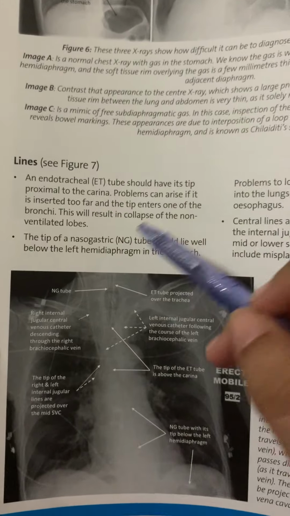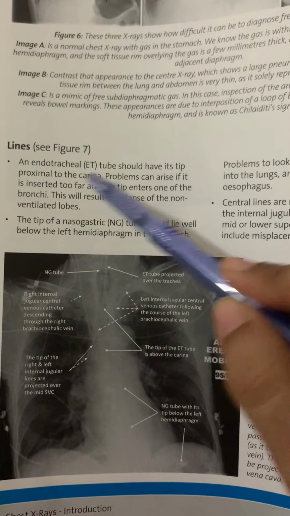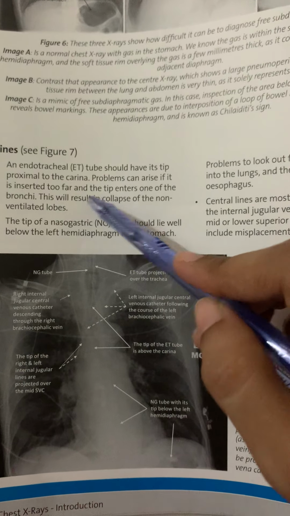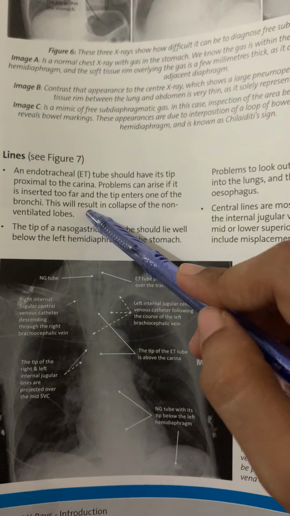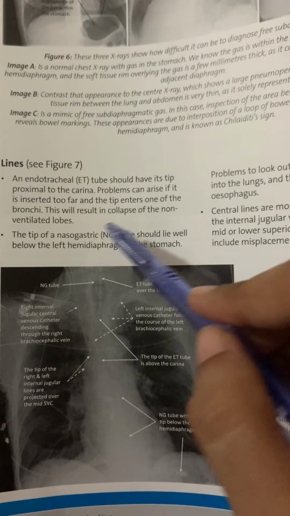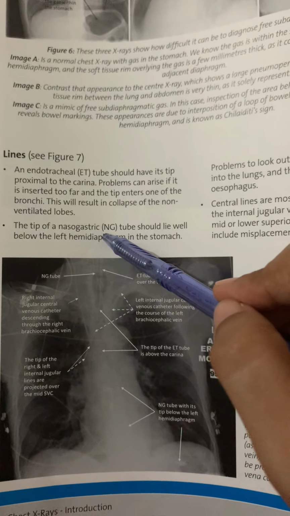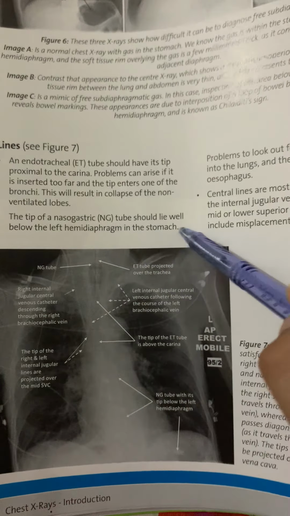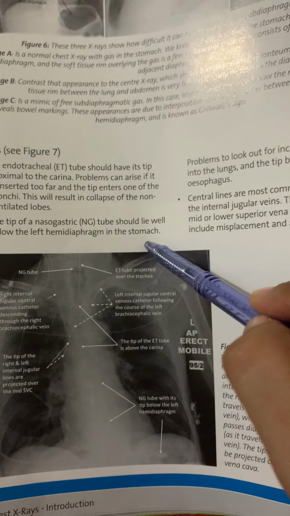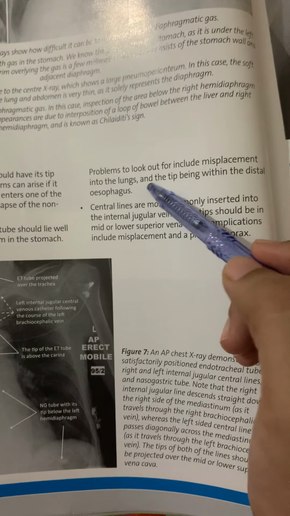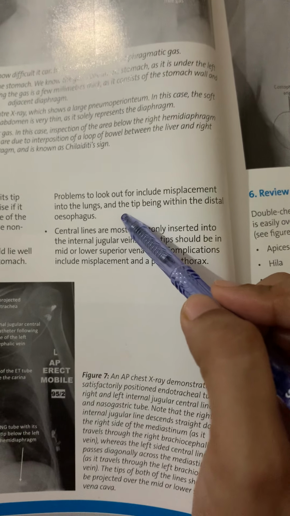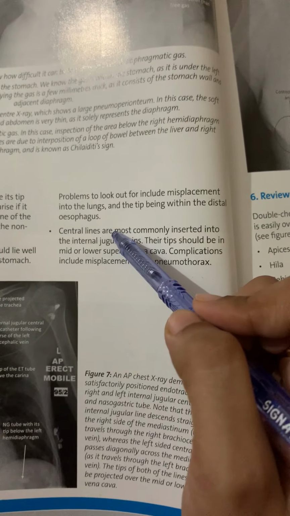Lines. An endotracheal tube should have its tip proximal to the carina. Problems can arise if it is inserted too far and the tip enters one of the bronchi. This will result in the collapse of the non-ventilated lobes. The tip of the NG tube should lie well below the left hemidiaphragm in the stomach. Problems to look out for include misplacement into the lungs and the tip being within the distal esophagus.